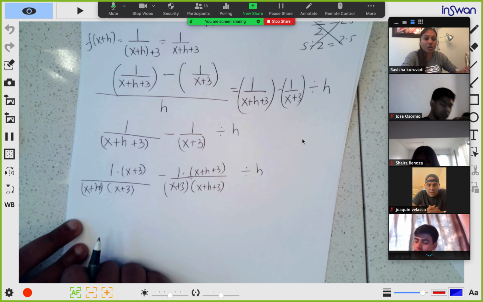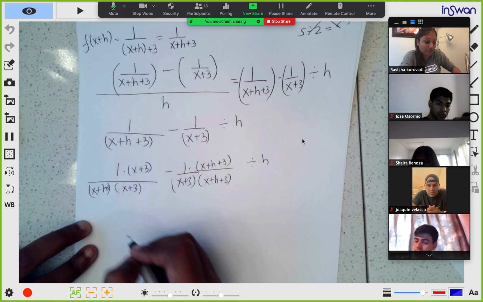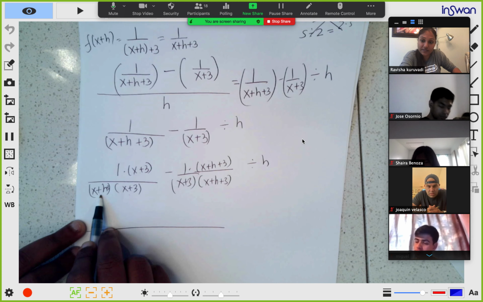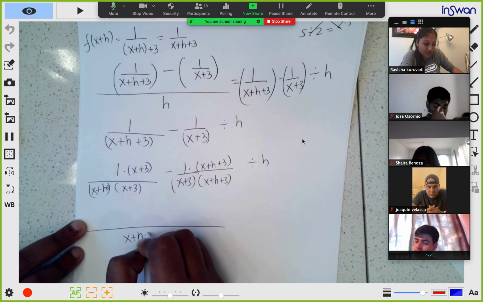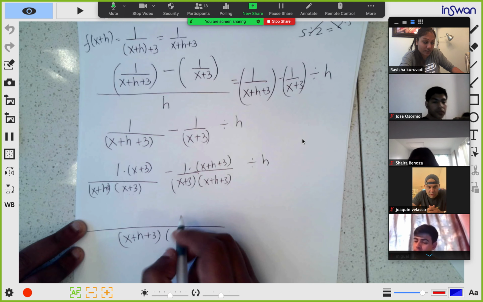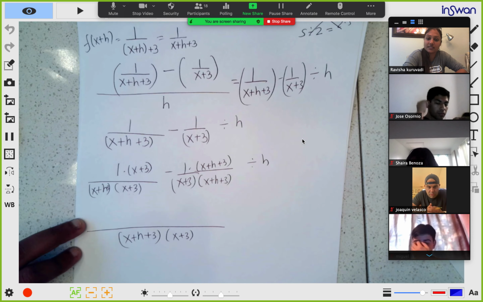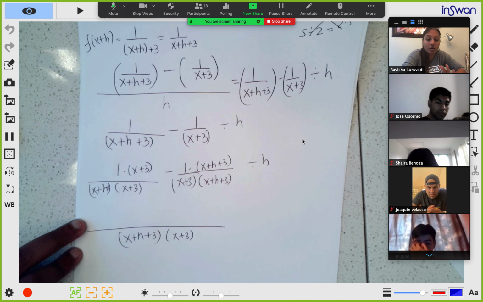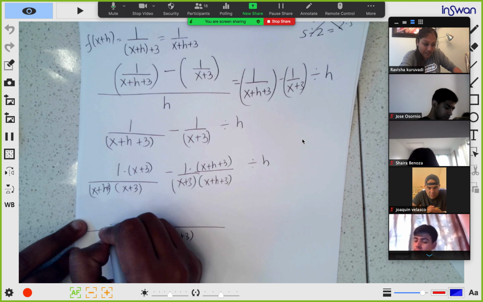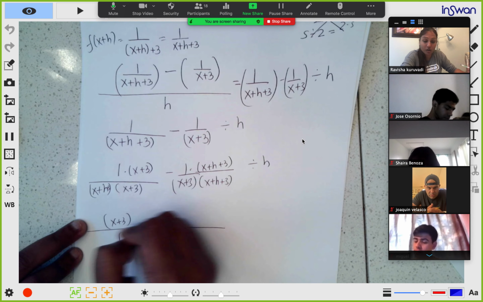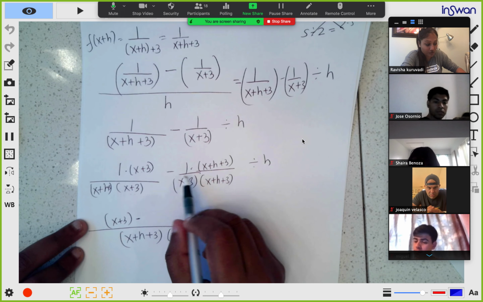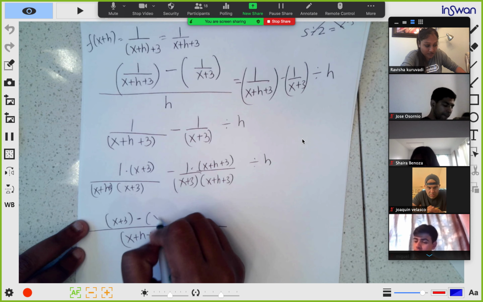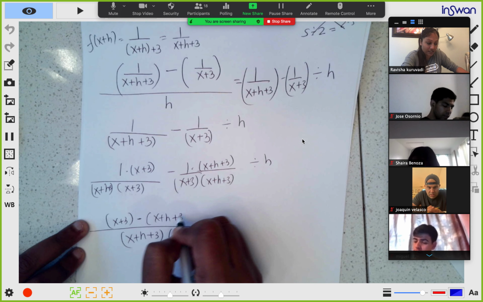So now I made the common base. So now my base is the same. Here also x plus h plus 3 times x plus 3. So I'm going to write it. Here is also, and here is also the same, so I can just write it once. I can make a common base and write it like this. Since my base is common now, my denominator is the same. And the top one, what is 1 times this thing? It is the same thing, x plus 3. Minus, make sure I'm not opening the brackets. And here you have minus 1 times this thing, which is minus of (x plus h plus 3), divided by h.